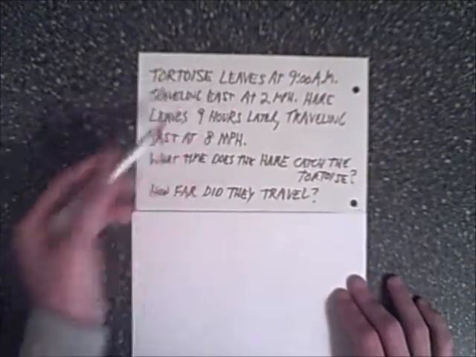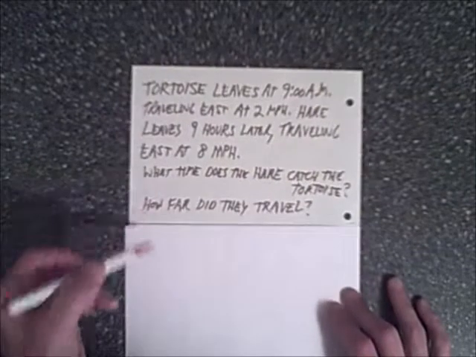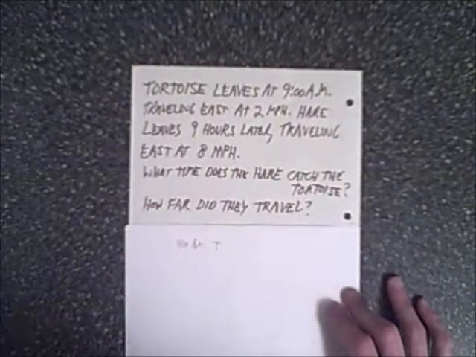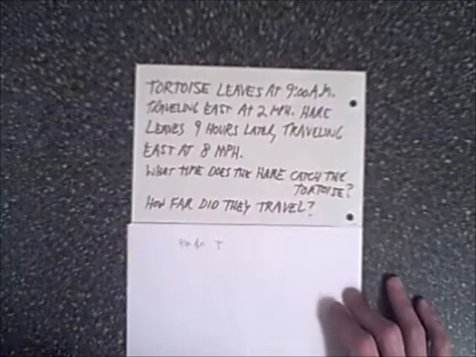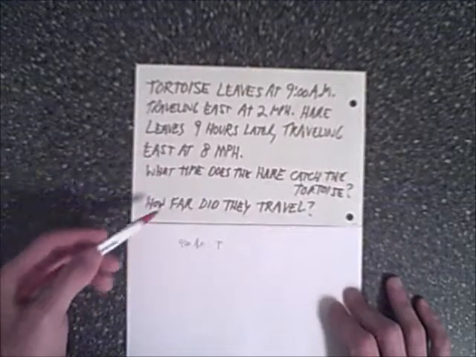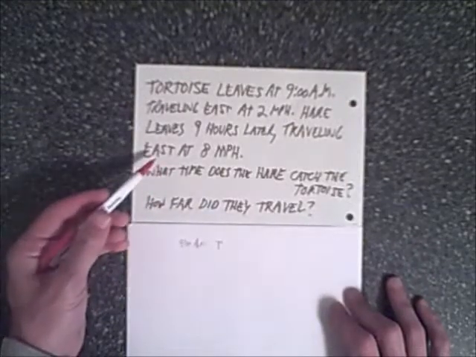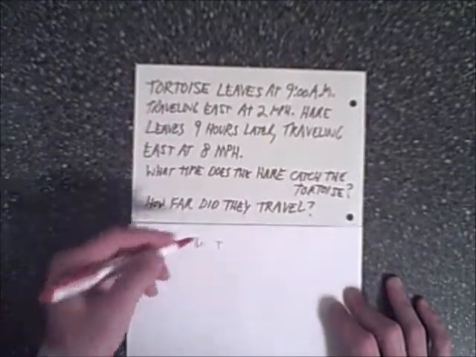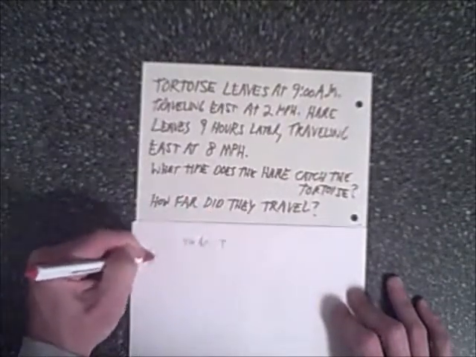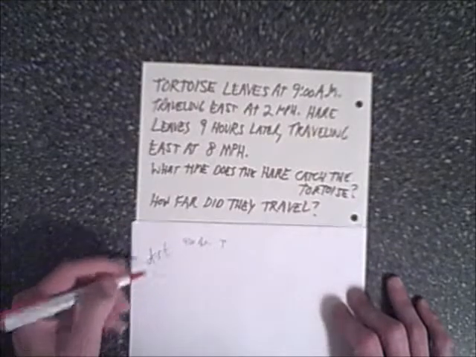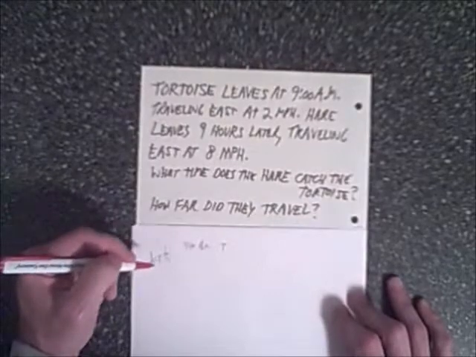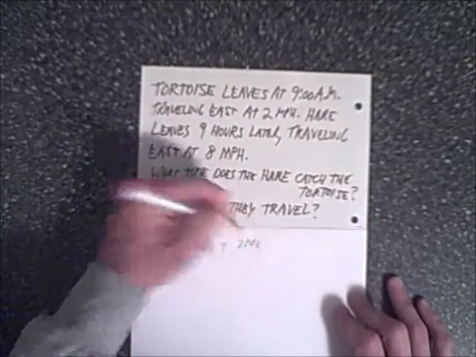We have the tortoise leaves at 9 a.m. Okay, so let's write 9 a.m., tortoise leaves. He's going east at 2 miles per hour. And the hare, fortunately, is going east as well, so we'll ignore the direction because they're going the same direction. But the tortoise's rate is 2 miles per hour. And let's recall distance equals rate times time. So the tortoise is going 9 a.m., 2 miles per hour.